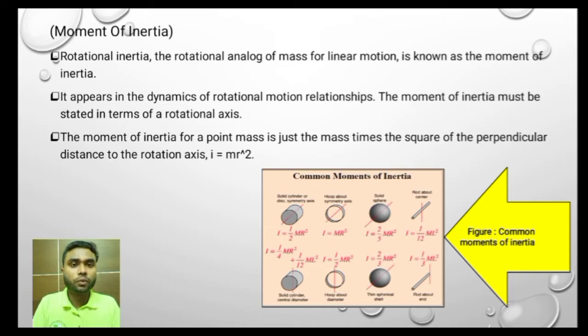Then moment of inertia. Rotational inertia, the rotational analog of mass for linear motion, is known as the moment of inertia. Below, I have provided a diagram of common moments of inertia, which shows that different shapes of objects have different calculations for the moment of inertia.